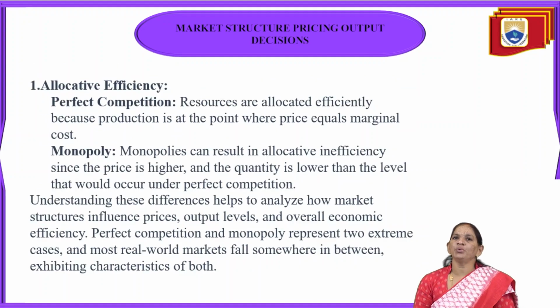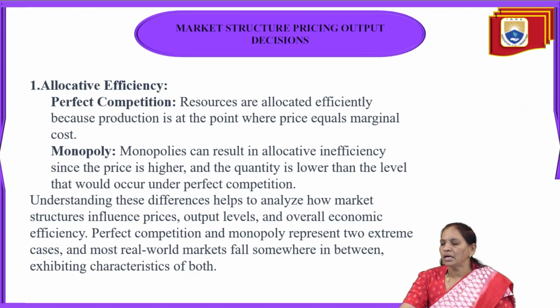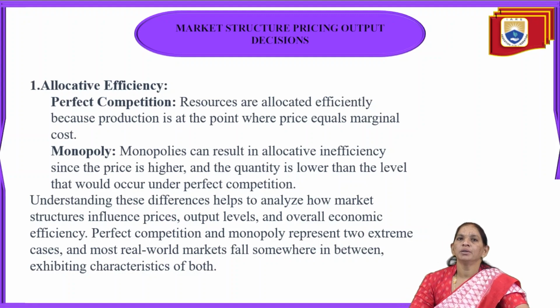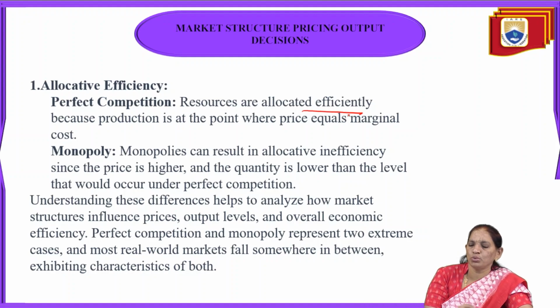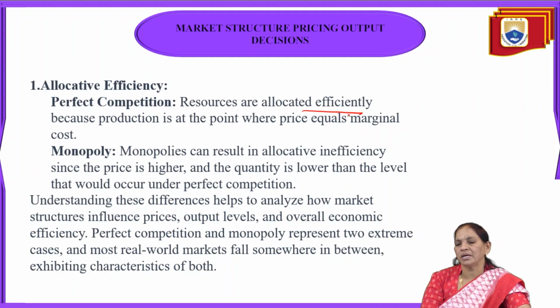Next, allocative efficiency. Perfect competition allocates resources efficiently, because production is at the point where price equals marginal cost. Means effective allocation of resources in production, where the price and the marginal cost are equal.